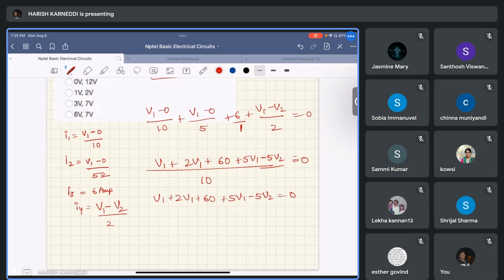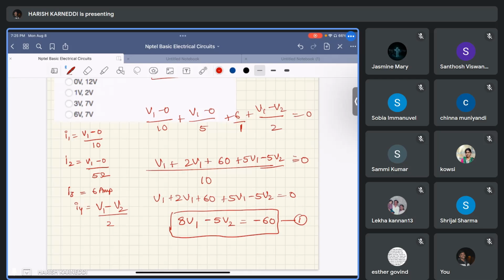This term goes to the side and it will be 0, right? So V1 plus 2V1 is 3V1, plus 5V1 is 8V1, minus 5V2 equal to, this 60 goes to that side, so minus 60. This is our equation 1. This is at node 1. I think up to this point it is clear.